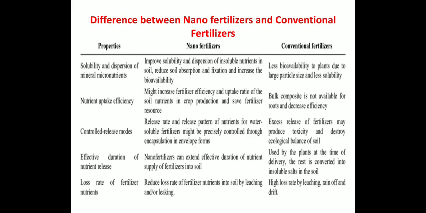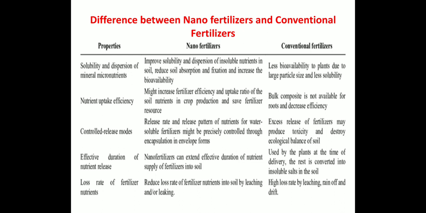Next one, you can see the difference between nano fertilizers and the conventional fertilizers. The properties, first point, that is the solubility and dispersion of mineral micronutrients. In case of the nano fertilizer, it improves the solubility and dispersion of insoluble nutrients in the soil. Then conventional fertilizers have less bioavailability to plants due to larger particle size.